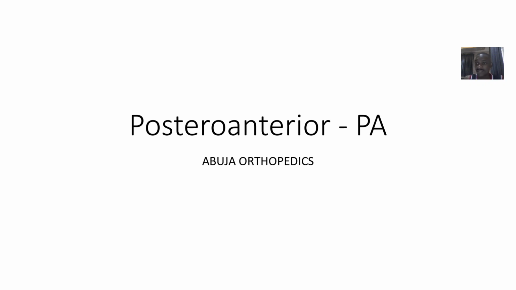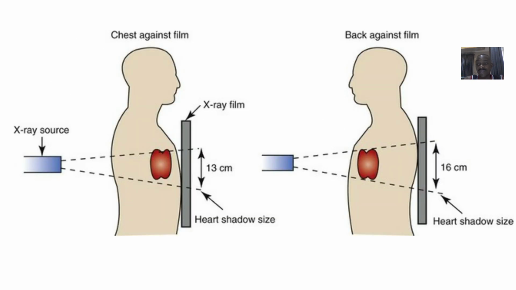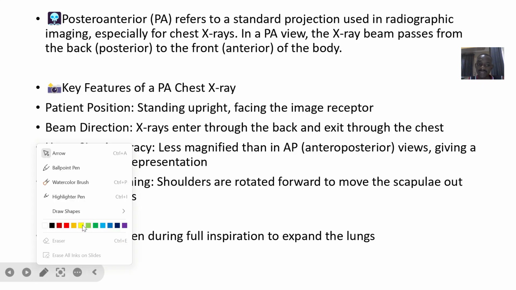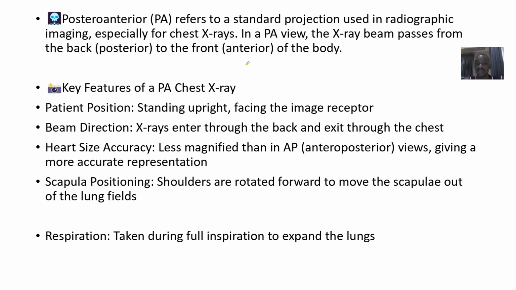So still defining or looking at terminologies in orthopedics, when they say something is posterior anterior, what do they mean? You get to see that this is mostly used in x-rays, when they say they want to see the posterior anterior view. Posterior is the back, anterior, they want to look at from the back to the front. You understand? So it just refers to a standard projection used in radiographic imaging, especially for chest x-rays. You understand? So in the posterior anterior view, the beam is actually passing from the back to the front of the body.